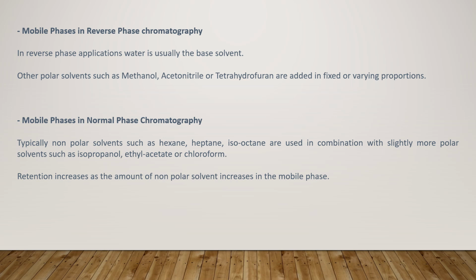And in normal phase chromatography, where your column is polar in nature, a combination of hexane, heptane, isooctane, ethyl acetate, chloroform, these mobile phases can be used.